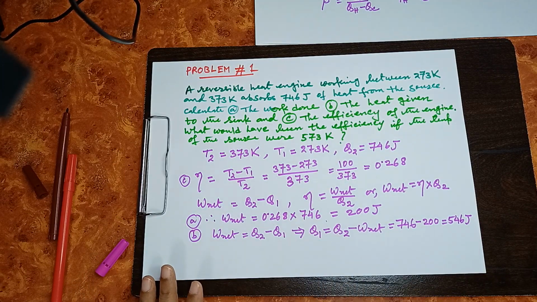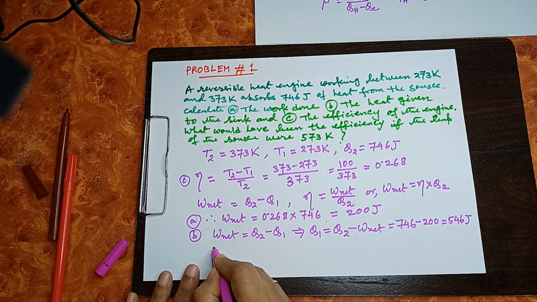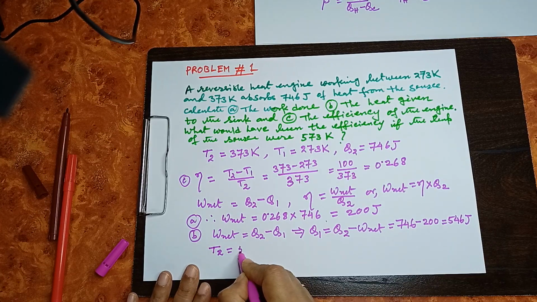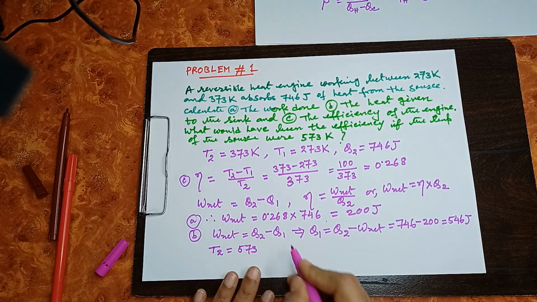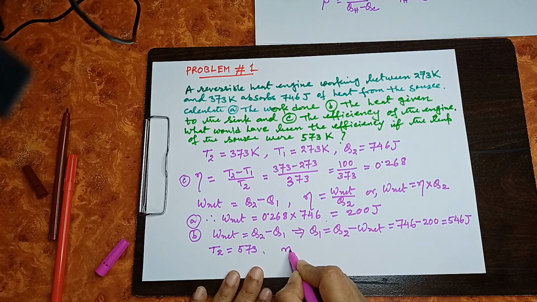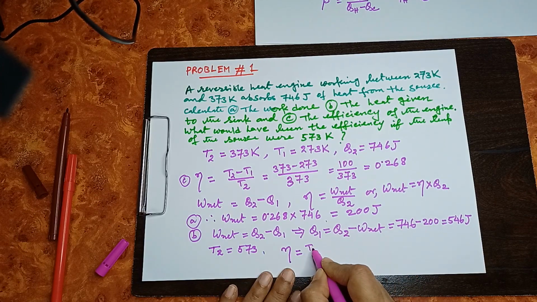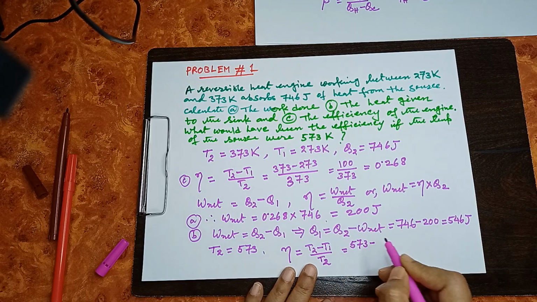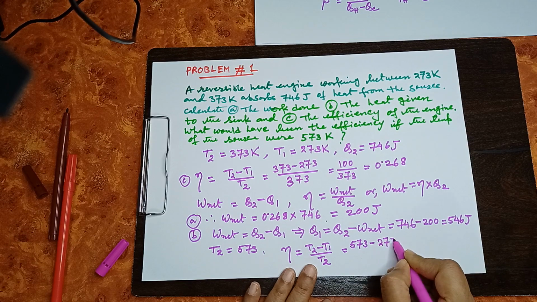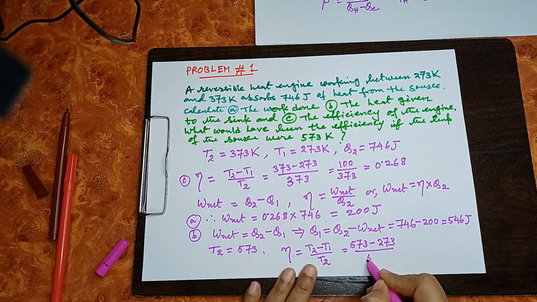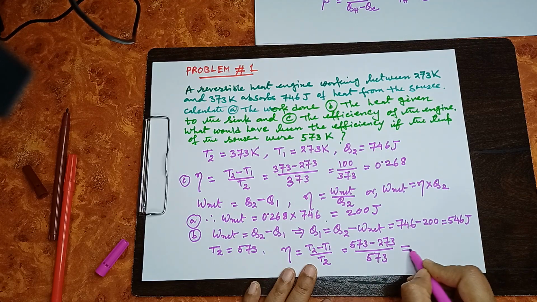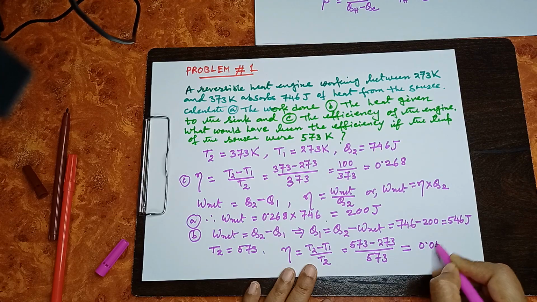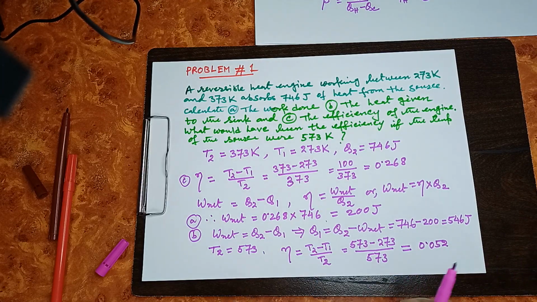Now the last one: what would have been the efficiency if the temperature of the source is 573? That means here T2 is equal to 573. Once again we put the values in the formula of eta. Eta is equal to T2 minus T1 by T2. So 573 minus T1, which is the same, 273, divided by 573, and if you calculate, this value will come to 0.052. So this is the last part.